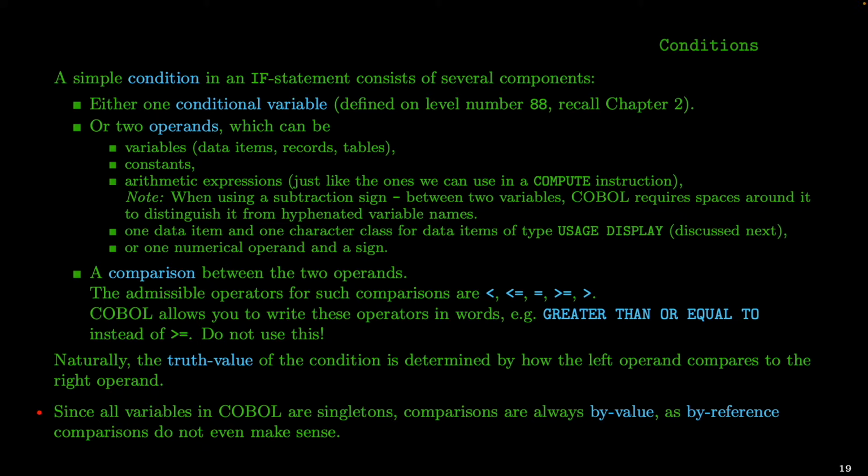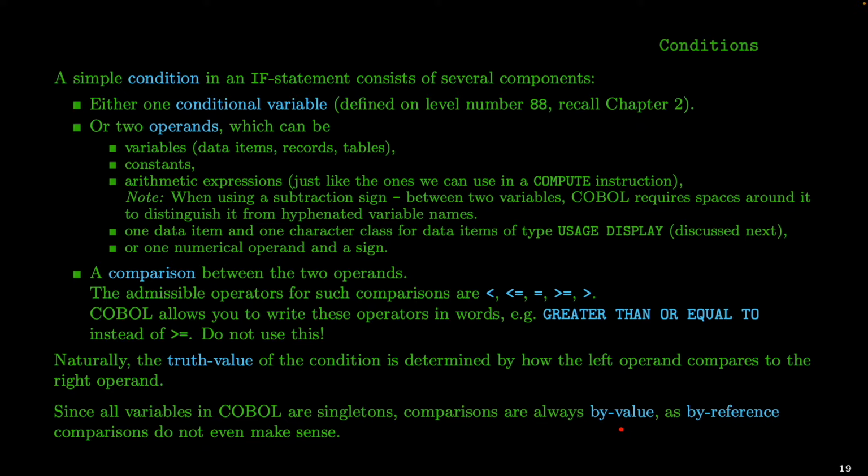Now, this may seem obvious, but since all variables in COBOL are singletons, so we don't have multiple instances of records or something like that, comparisons are always done by value and never by reference, because that doesn't even make sense in COBOL. So this means if I compare two records with one another, I will go through each single one of the attributes for each record and compare the values of these attributes with one another. And if they all match up, then the records are considered to be identical.